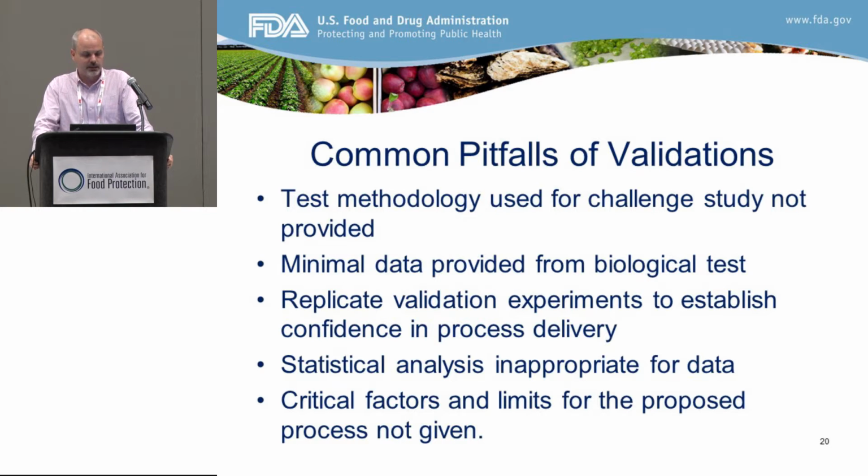We've seen minimal data provided for a microbiological test, something like a min or a max, or often just averages, yet you're trying to justify some minimum reduction. We see a tendency to go to just one test, but then how do I know that you have a process that can consistently deliver the outcome that you're stating? Statistical analysis, make sure that you have used the appropriate methods for your data.